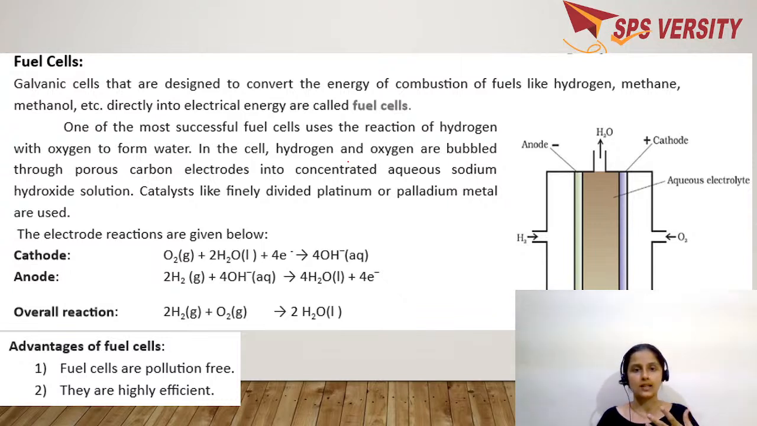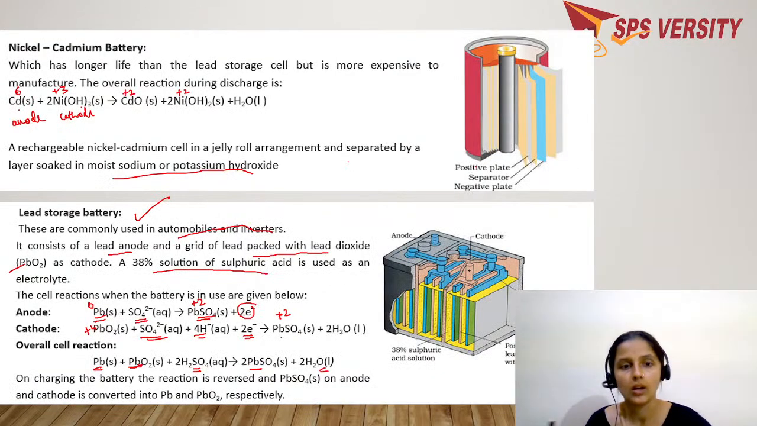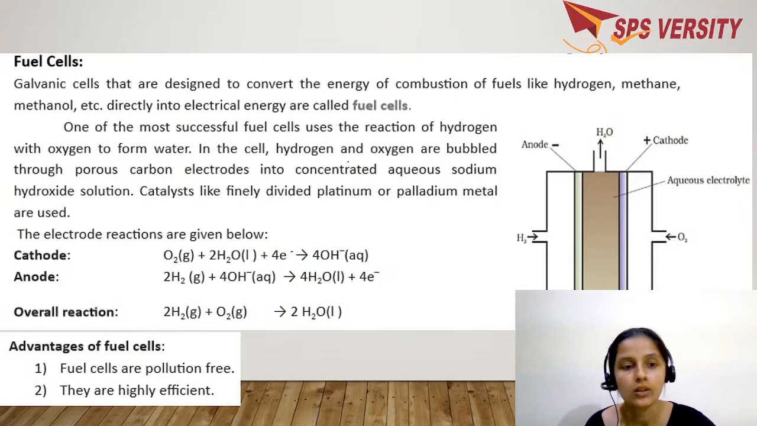But if you take the fuel cell, there are no side products like carbon dioxide or any pollution causing gases. There are not any. And also after the reaction you don't have any hazardous metals like cadmium or lead. All these are not generated, and this is very highly efficient. So as long as you keep supplying hydrogen and oxygen, this is going to work.